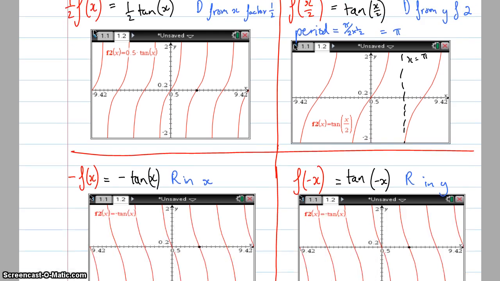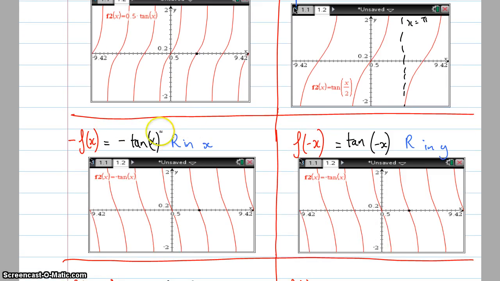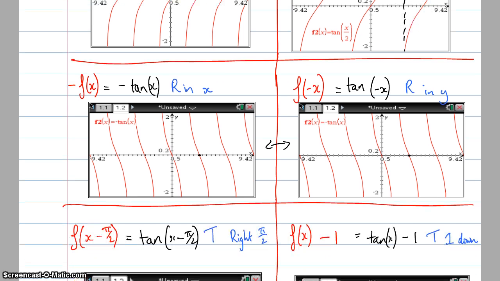Now, if you've got a reflection in the x-axis, it just means that everything is flipped from top to bottom, so it's different from what we had up there. Negative f of x is negative tan x, and if you've got tan of negative x, that's a reflection in the y-axis. That means that it will be a mirror image based on the y-axis, and it will end up looking like a reflection in the x. Actually, these two things are exactly the same. Kind of like the hyperbola, it does the same sort of thing in that case.